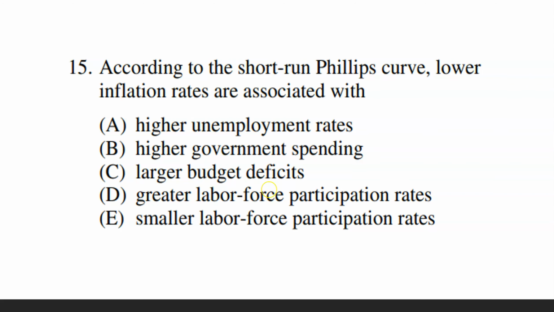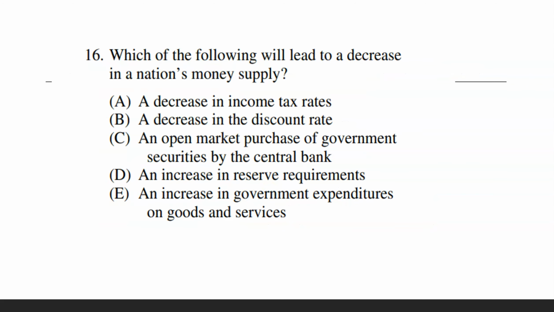So the best answer for 15 is A. Which of the following will lead to a decrease in a nation's money supply? And so this is really a monetary policy question. Remember, the Federal Reserve has three or four things they can do.